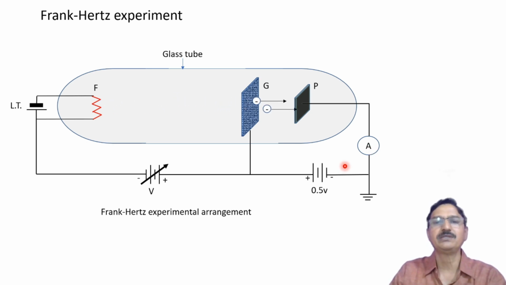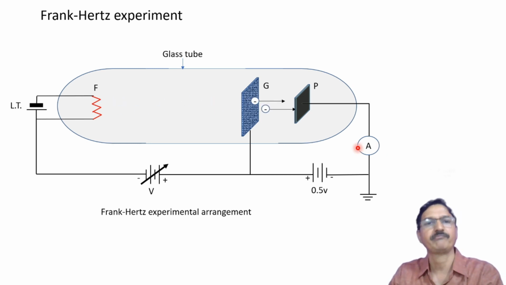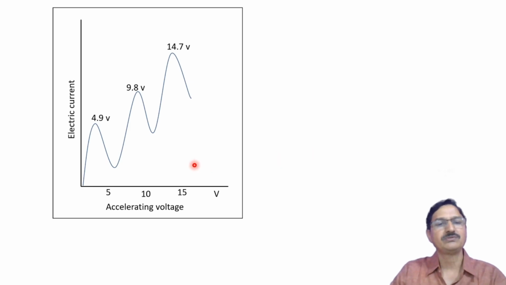So we can see here that when the filament is heated, electrons are emitted. These electrons are accelerated by the grid. The grid has a wire mesh. Through this mesh, through this opening, the electron passes and is finally collected by plate P. And here the plate current IP is noted. So the graph appears like this.